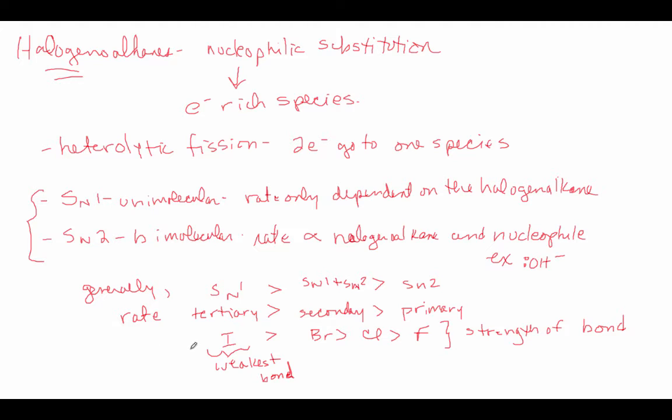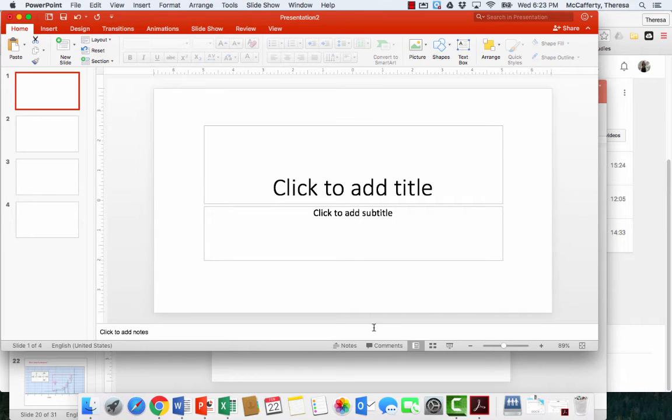Hydroxide nucleophile is going to have a faster rate than something like water, and it has to do with just being more electron rich, more highly attracted to the nucleus.